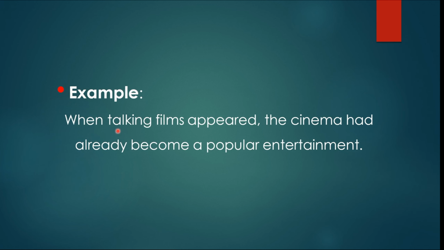Let's see an example to clarify the point. When talking films appeared, the cinema had already become a popular entertainment. Well, this is a past action: talking films appeared. But I want to emphasize another fact before that: the cinema had already become a popular entertainment. The cinema becoming a popular entertainment happened first, then talking films appeared. So I use past perfect for the first action and past simple for the next or second action.